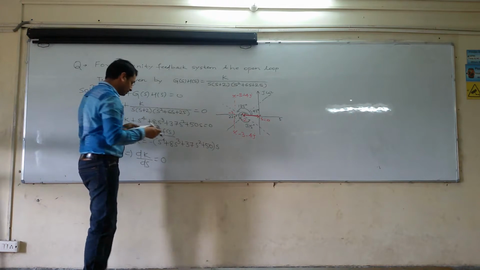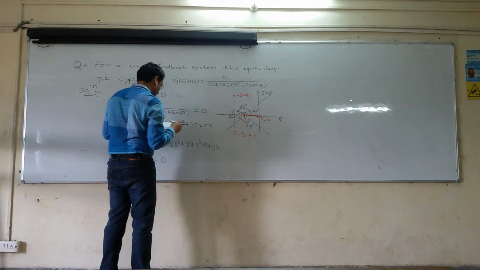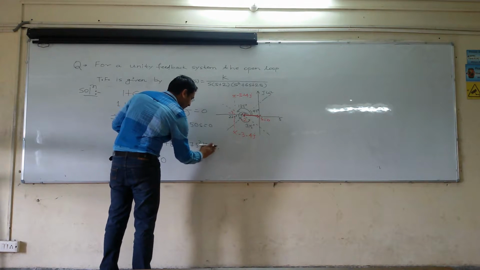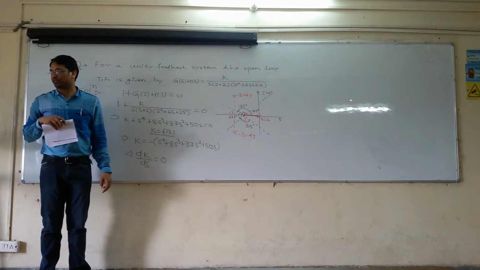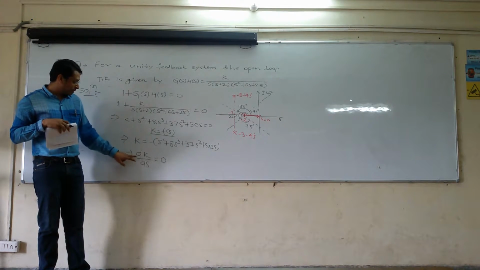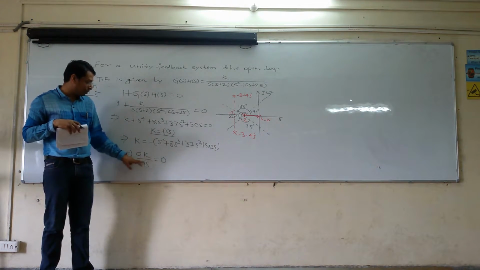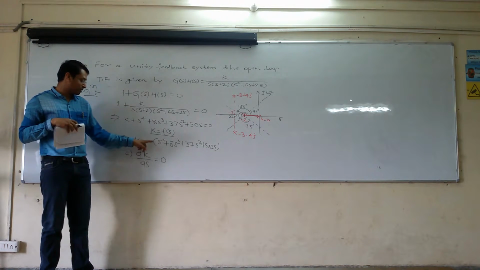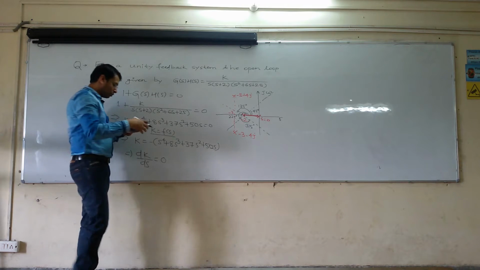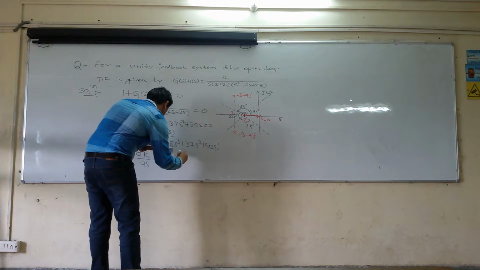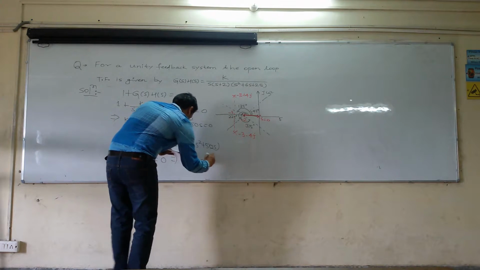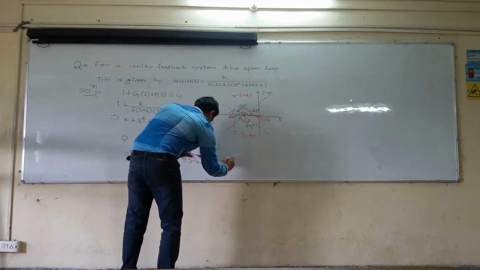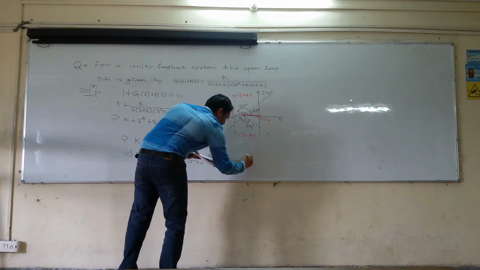The 50s goes inside the parenthesis, and then the bracket closes. Differentiate this k with respect to s and set the differentiation equal to 0. So this negative sign is meaningless. If you do this, you will get the equation 4s cube plus 24s square plus 74s plus 50 is equal to 0.